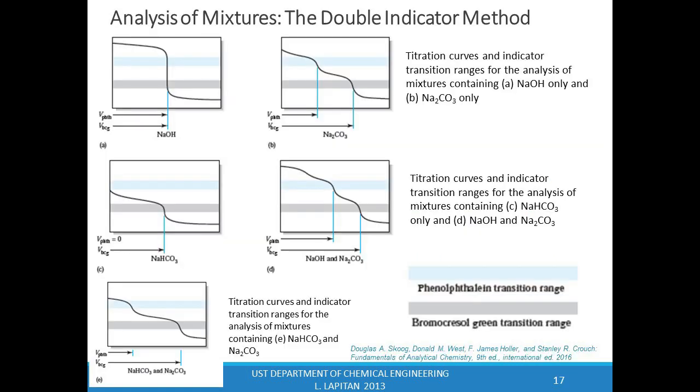Okay, so in the double indicator method, the composition of the solution can be obtained using the volumes of the acid used in reaching each endpoint. Once the composition of the solution has been established, the volume data can be used to determine the concentration of each component in the sample. Now, the following figures shown in this slide are the titration curves and indicator transition ranges for the analysis of mixtures containing hydroxide, carbonate, and bicarbonate using a strong acid titrant such as hydrochloric acid. Alright, so I will discuss in detail these figures during our synchronous discussion.